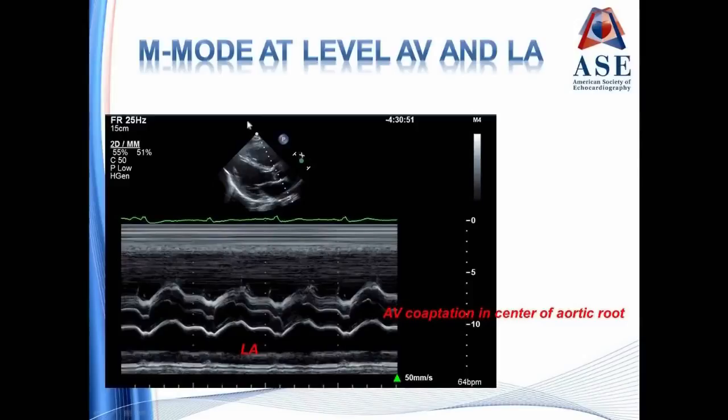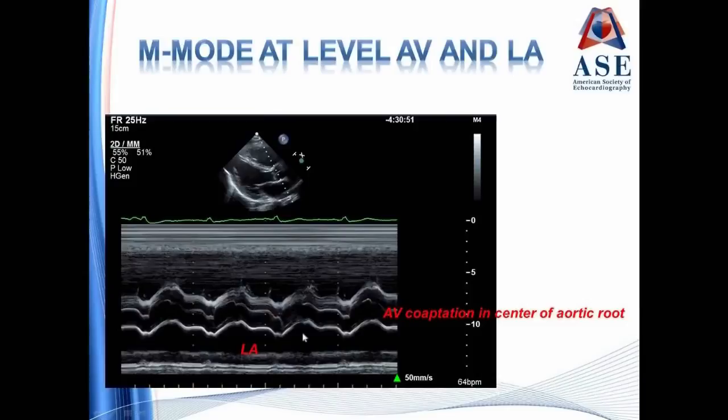Now, this is an M-mode. We see the 2D up here, and the M-mode is directed through the aortic valve and the left atrium. So here we see time on the y-axis and distance from the transducer on the x-axis. This is the motion of a single point and a single line through the heart. We can see here the anterior aortic root, the aortic valve. This is the right coronary cusp that moves anteriorly in systole, and then the coaptation point in the middle of the aortic root, and the left atrium posterior to the aortic root.